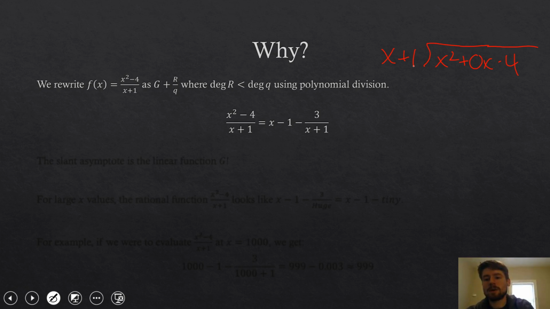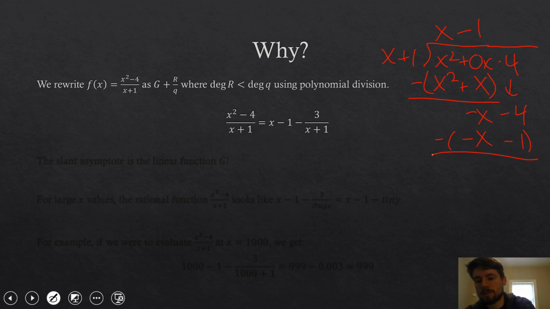It's our divisor. Now we figure out what we need to multiply x by to get x squared, and that's x. So we have x squared, x times 1 is plus x. Subtract. 0 minus x is minus x. Bring the minus 4 down if you so choose. x times negative 1 is minus 1, so we have minus x minus 1. Subtract. Then we have negative 4 plus 1, which is minus 3. That's the remainder, and that's g, the quotient. So we have x minus 1 minus 3 over x plus 1.